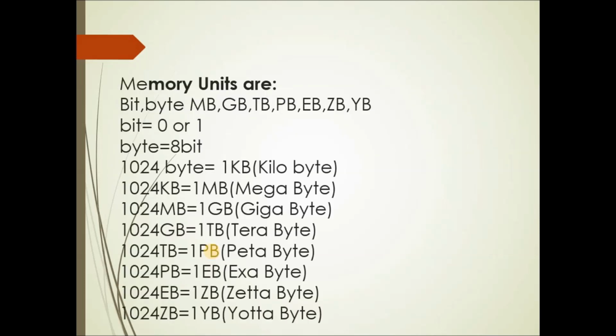So after that, the memory units. What about the memory units? Memory units mean how we can measure memory. That is bit, byte, MB, GB, TB, PB, EB, ZB, YB. Okay. So what does bit mean? The computer understands digital language, that is 0 and 1 only. 0 is 1 bit and 1 is also 1 bit. So here a bit means either 0 or 1.